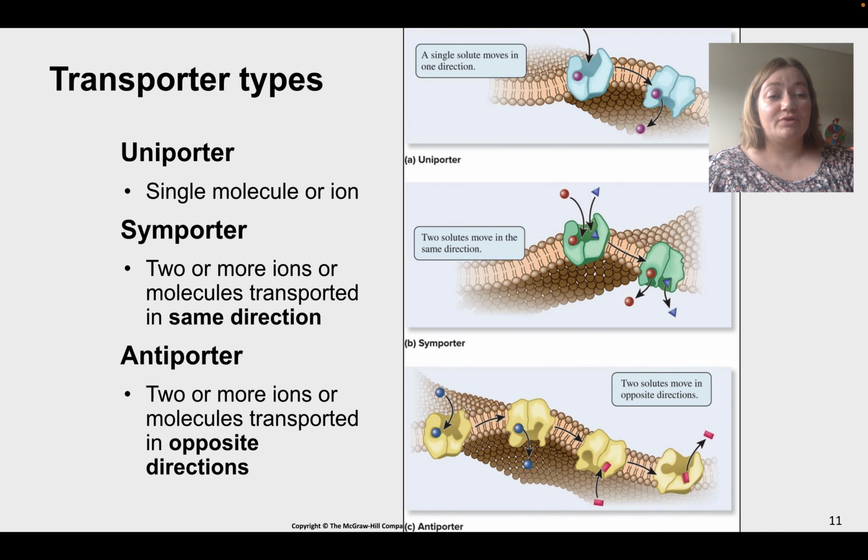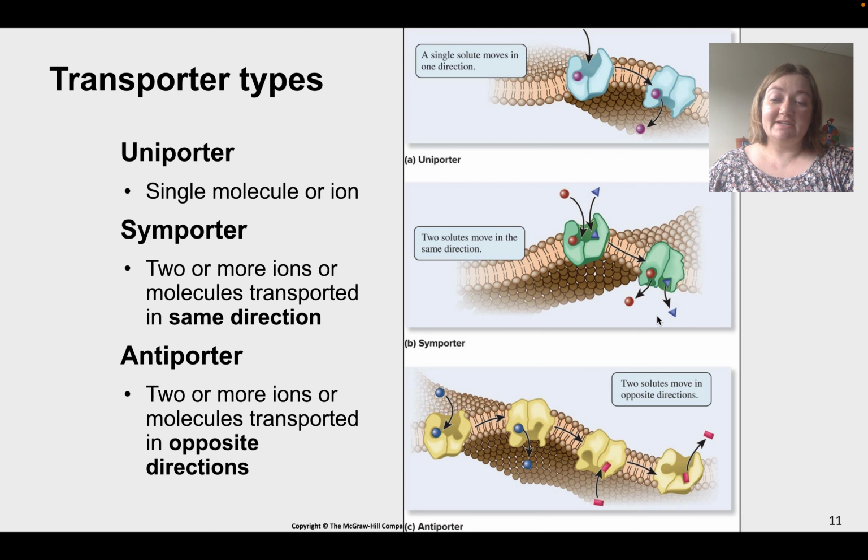All right, there are different types of transporters. I'm just going to very quickly show you three different types. A uniporter is a transporter that can only move a single molecule or an ion at a time. You see that in this top image here. A symporter can move two or more different ions or different molecules in the same direction at the same time. So here we have a red molecule and this blue triangle molecule. They're both entering into this hydrophilic pocket and going in the same direction, being released on the other side.